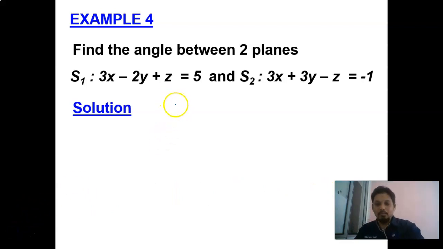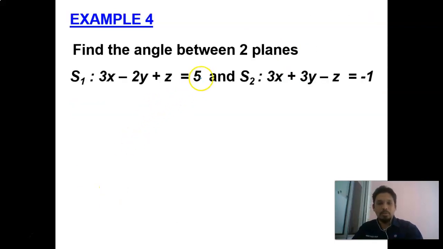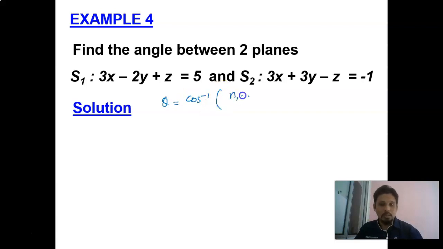Okay, what is the equation of the plane just now? This one. So we rewrite it: theta equals cos inverse of n1 dot n2 divided by the absolute value of n1 multiplied by the absolute value of n2.